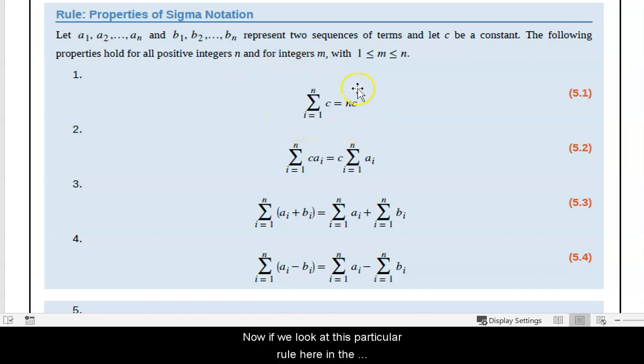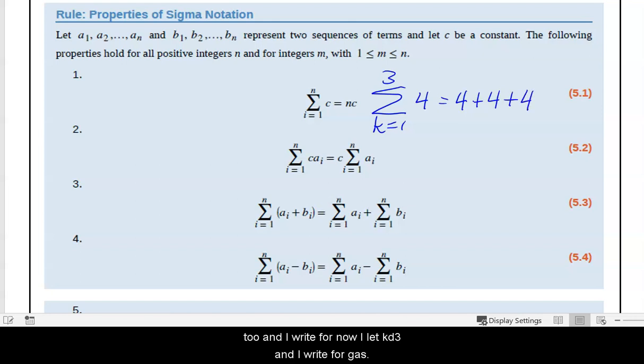Now, if we look at this particular rule here in the middle in number 1, we can see that the rule is if I add a constant together n times, I get n times c. Let's write out what this represents with a simple example. Let's suppose that I use the sum from k equal 1 to 3 of 4. This means when k is 1, I write 4. Now I let k be 2 and I write 4. Now I let k be 3 and I write 4 again. That is in fact 3 4s, and they add up to give me 12.